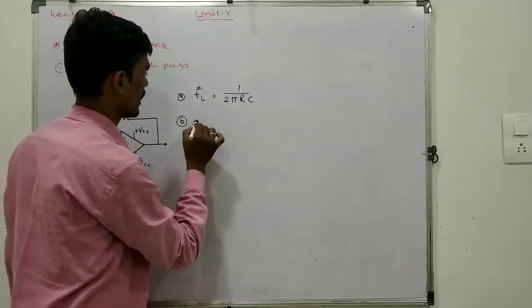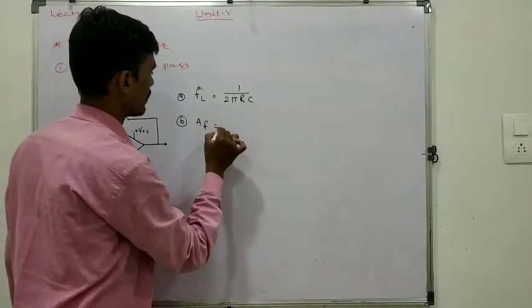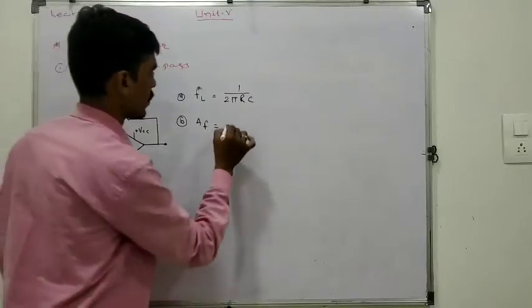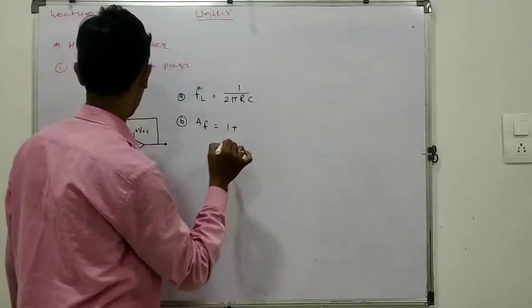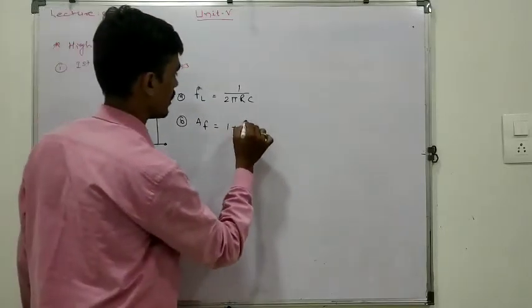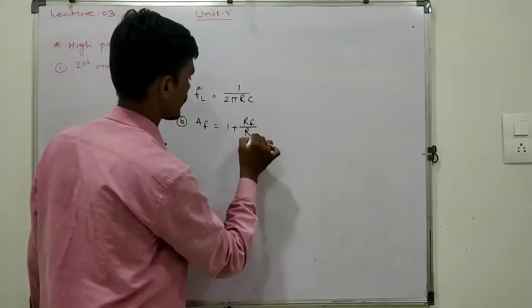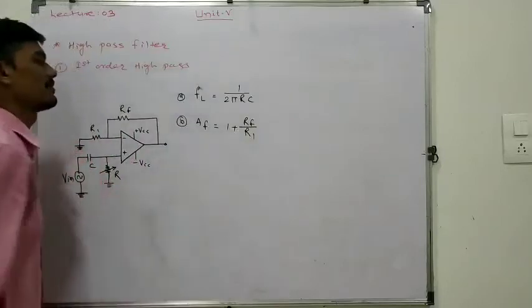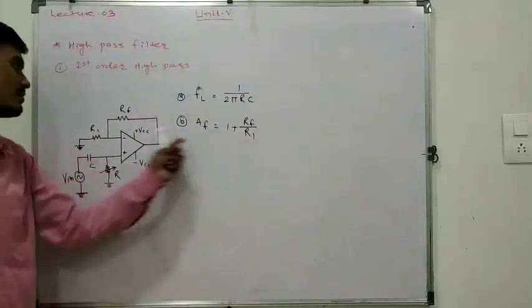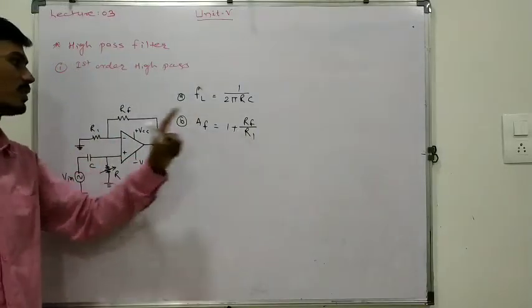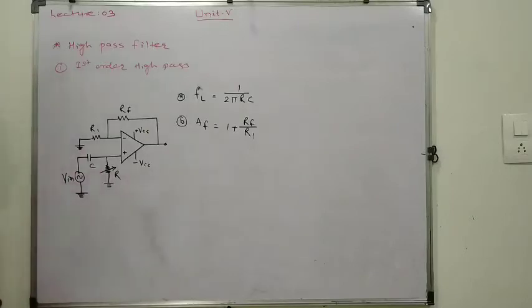Then the passband gain, that is AF. Since it works in the non-inverting mode of the operational amplifier, AF is nothing but 1 plus RF by R1, where RF is the feedback resistance and R1 is the input resistance connected to the inverting terminal of the operational amplifier. So this is the passband gain of the operational amplifier.